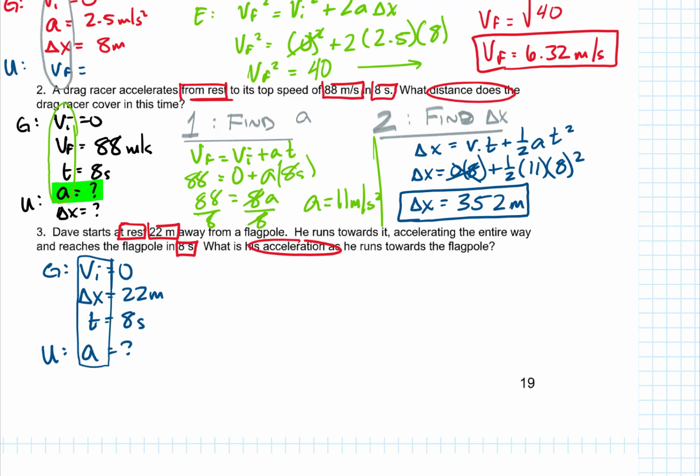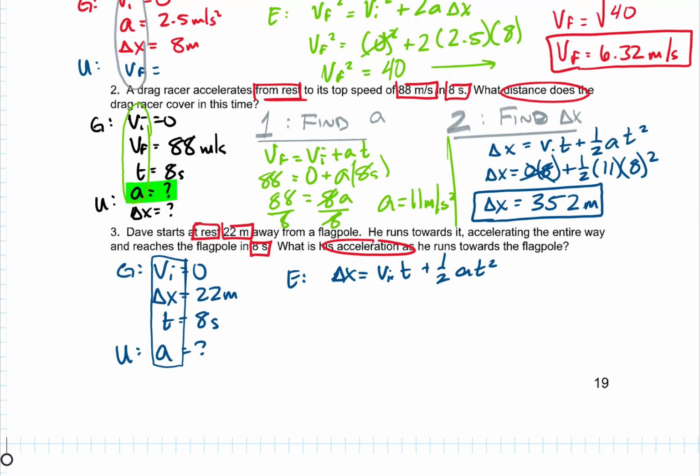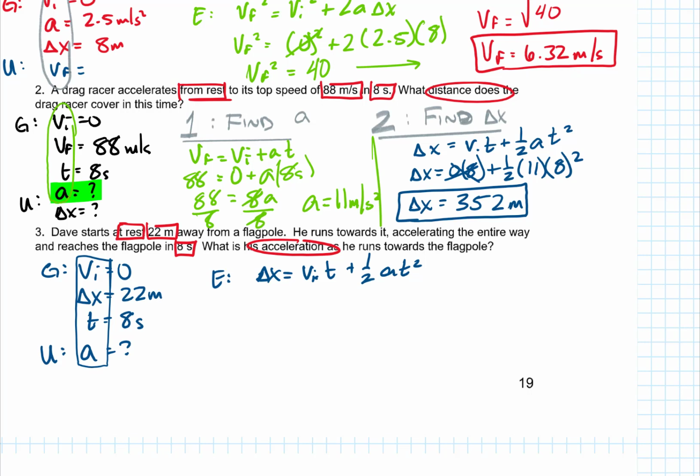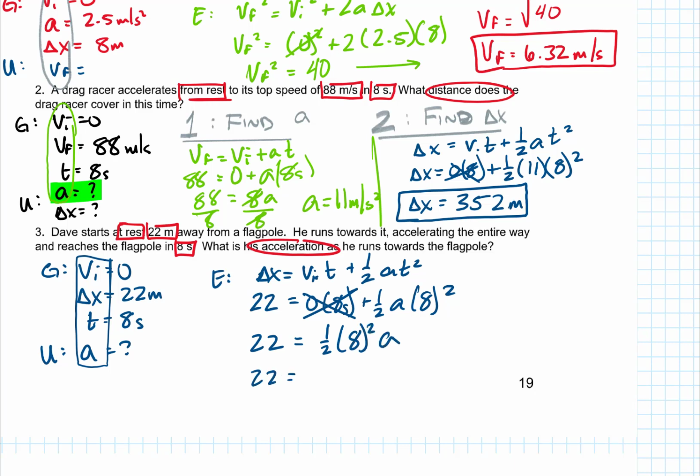So if we look at all of this, those things are in this equation. Delta x equals v0t, initial velocity times time, plus 1/2 acceleration times time squared. So we're going to plug everything into this, and we're going to find the acceleration. So delta x, 22 meters, is equal to 0 times 8 seconds plus 1/2 times the acceleration times 8 seconds squared. So the 0 times 8 seconds part goes completely away. I have 22 is equal to 1/2 times 8 squared times a. So 22 is equal to 1/2 times 64, 32, times the acceleration. Divide both sides by 32.